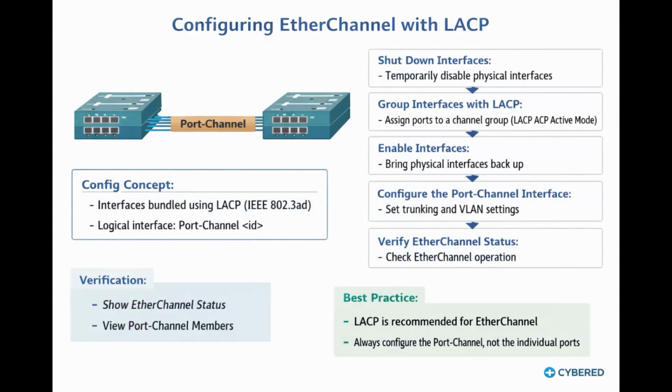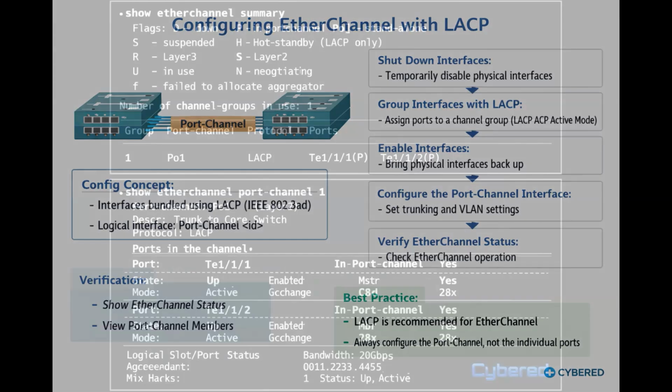EtherChannel configuration using LACP. High-level steps: Number 1, shut down the physical interfaces to prevent loops. 2, group interfaces into a channel group using LACP. 3, enable the interfaces. 4, configure the logical port channel interface. And 5, verify EtherChannel status. Here are some of the key commands.